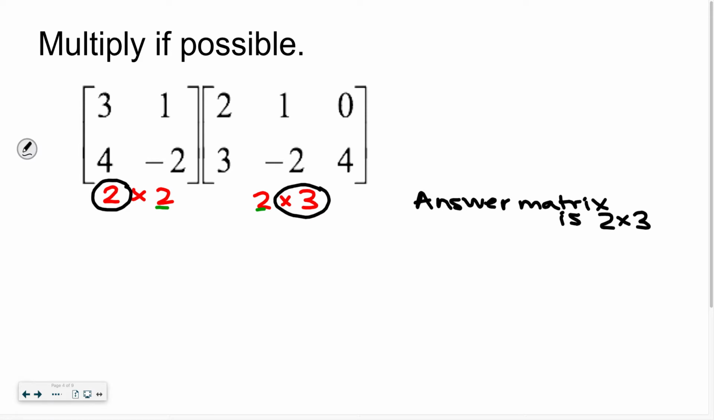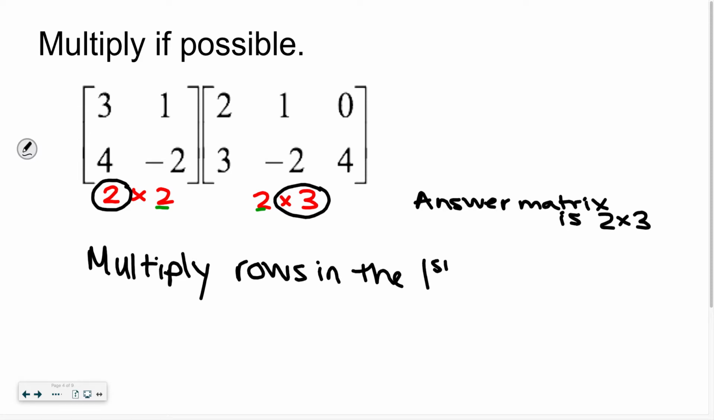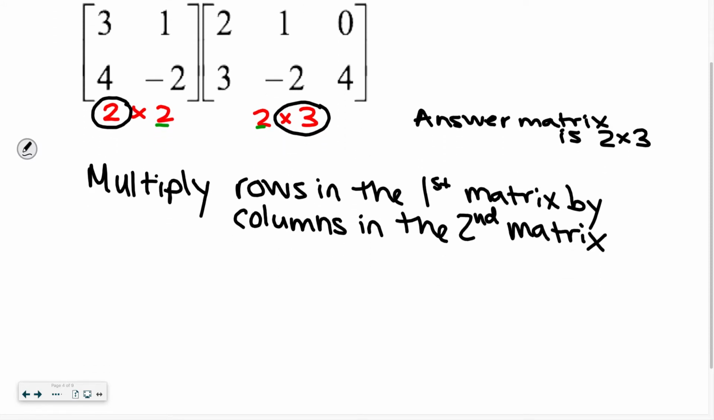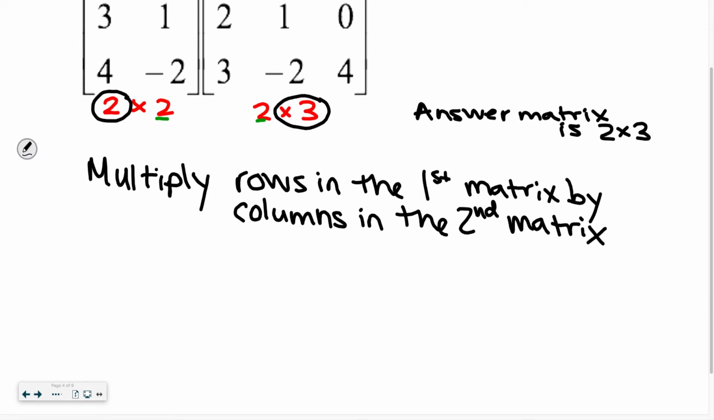Okay, so this is the first time we're going to be multiplying. I'm going to give you a little hint here that maybe you want to jot down. When you multiply matrices, this is what you're doing. You're multiplying rows in the first matrix by columns in the second matrix. So it's a row by column multiplication.